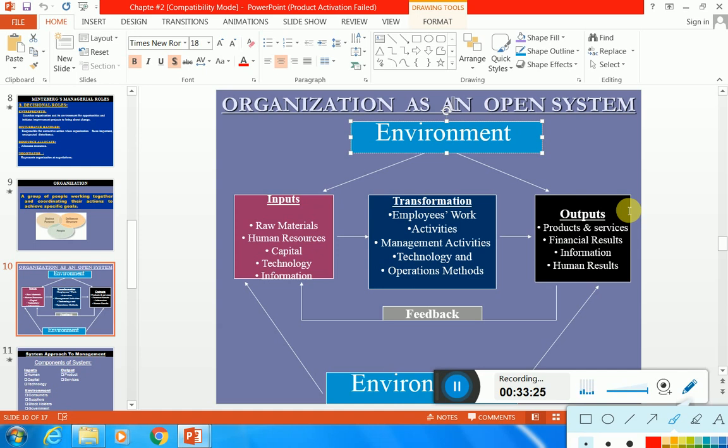Suppose my organization is a manufacturing company and it makes, for example, chairs. To make chairs, I need initially some wood, and that wood is simply known as my raw material. This raw material is known as my inputs. There are many other inputs too, like human resources, capital, money, technology, information. But within my example the raw material is the wood, and that is considered as inputs.